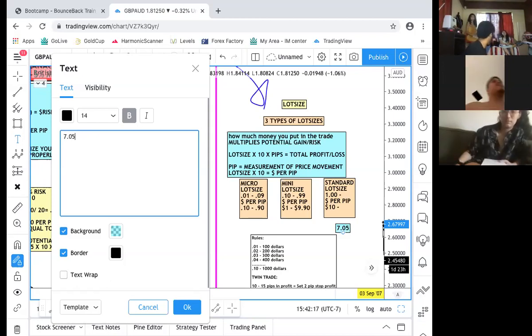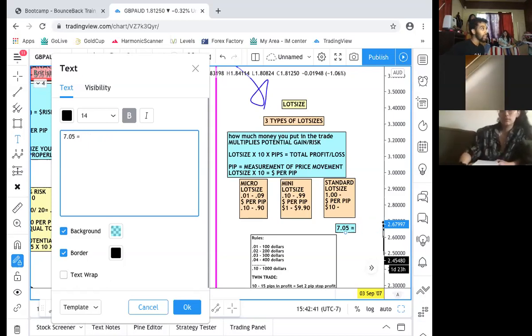Lot size. How much are we gonna make per pip? So if we have a 10 pip take profit and it's a massive lot size, how much money are we gonna make? Boom, bang, pow.